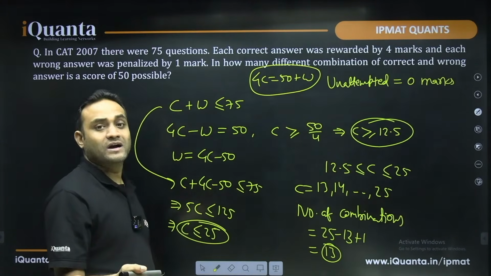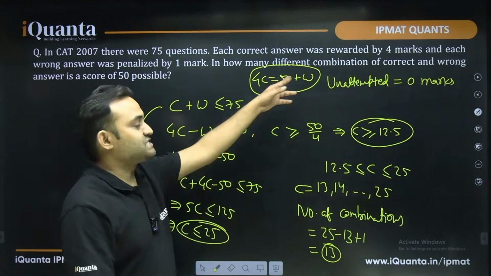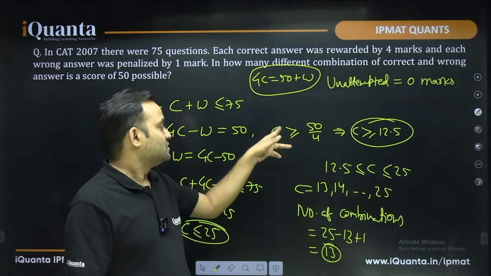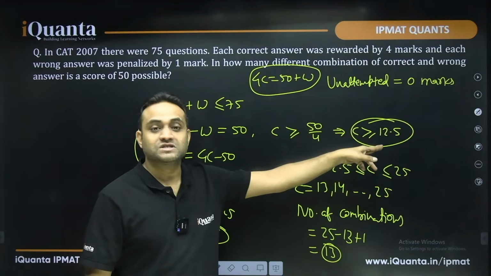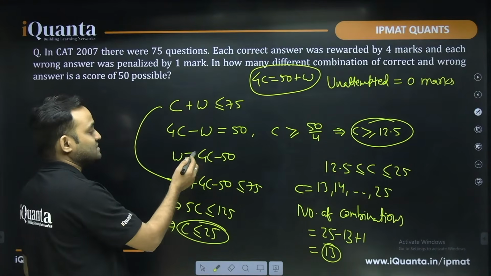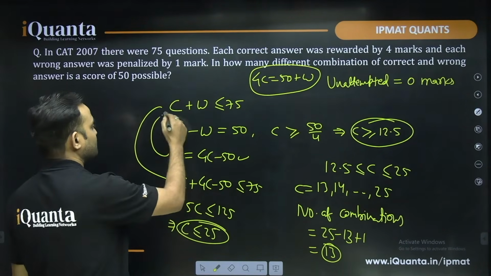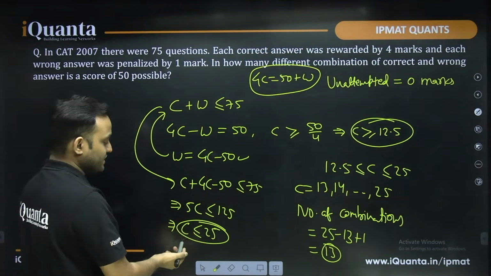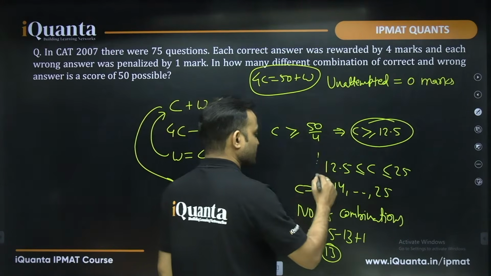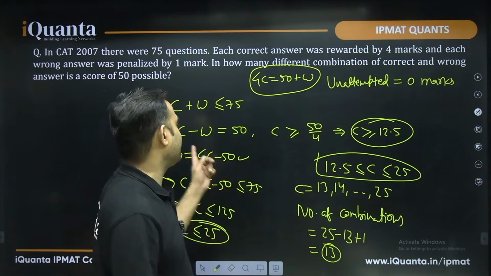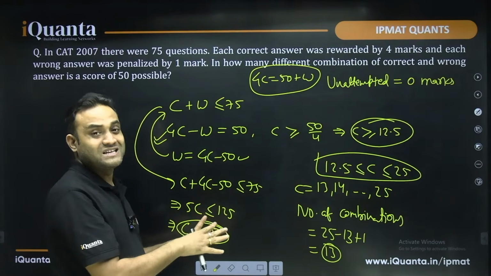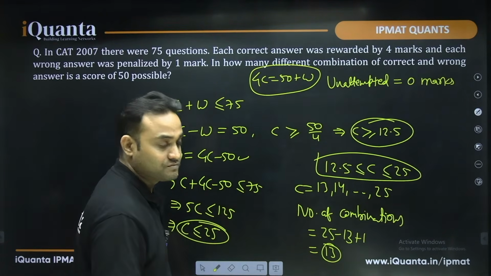W is the number of wrong attempted questions, so basically a non-negative value. So 4C will always be greater than or equal to 50. So C will always be greater than or equal to 50 by 4, that is 12.5. Then I can take W as 4C minus 50 and put it here. So we get this inequality where C is less than or equal to 25. So this is the range we get for C. For every C, you can find W from here, and that will be within the restrictions.